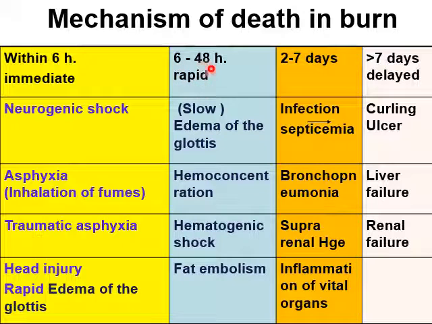Let's move to another period, for example from more than 6 hours to 2 days. That is the rapid mechanisms of death. Let's mention 4 of these mechanisms. The first one is the slow edema of the glottis. We mentioned rapid edema of the glottis, which will close the respiratory passage and lead to death. Here it may occur slowly, in this period of more than 6 hours to 48 hours. Another mechanism is hemoconcentration, and we mentioned the process of hemoconcentration previously, and that will lead to a chance for thrombus formation, and that is fatal.